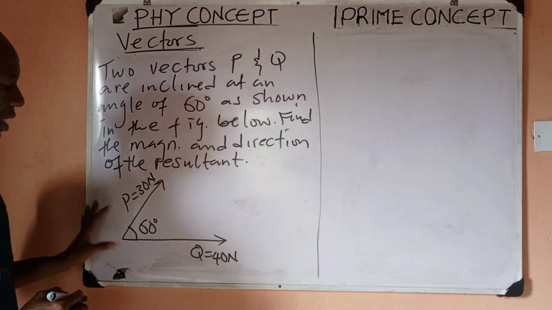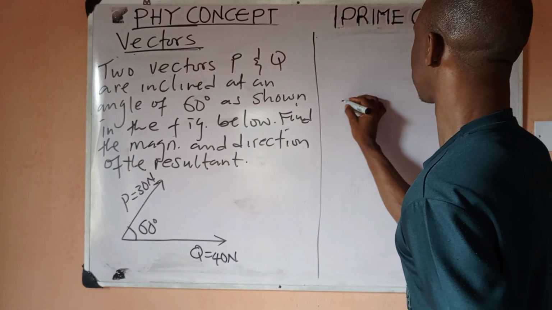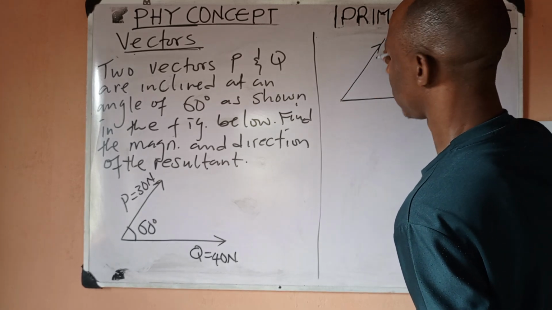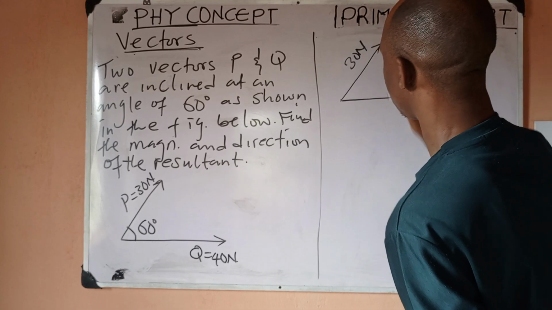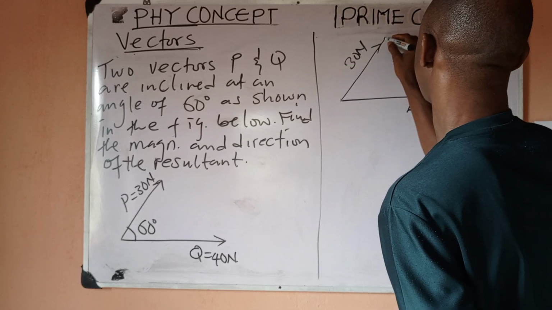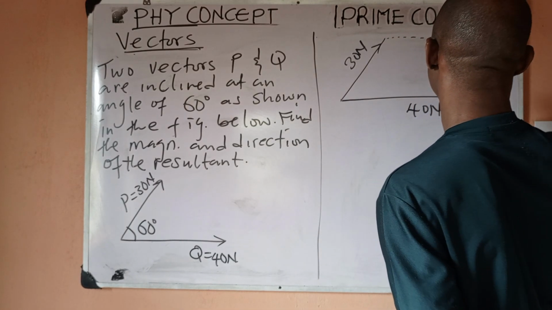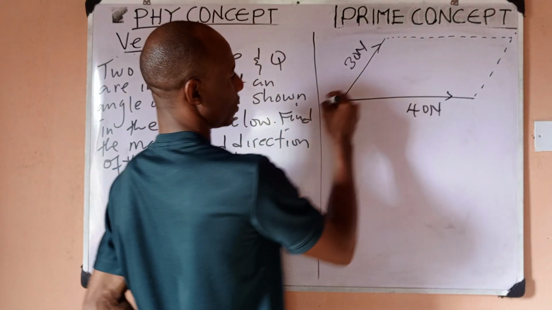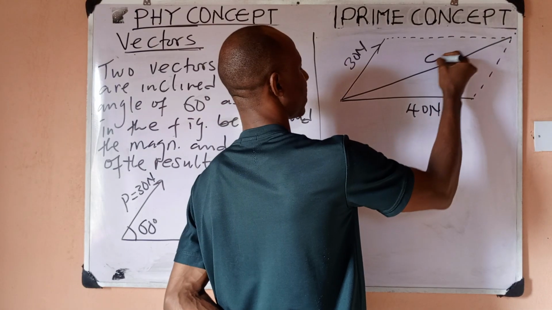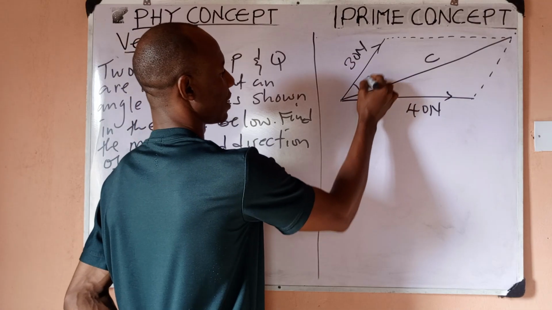Now let's see how we can convert this. So we have this, and then we have this as 30 Newton, and this is 40 Newton. If I extend this to a parallelogram, I would have something like this. So this is what I would have. It means that my resultant is going to be this diagonal drawn, which I would call C, right? And then they give us the angle between 30 and 40 to be 60 degrees.